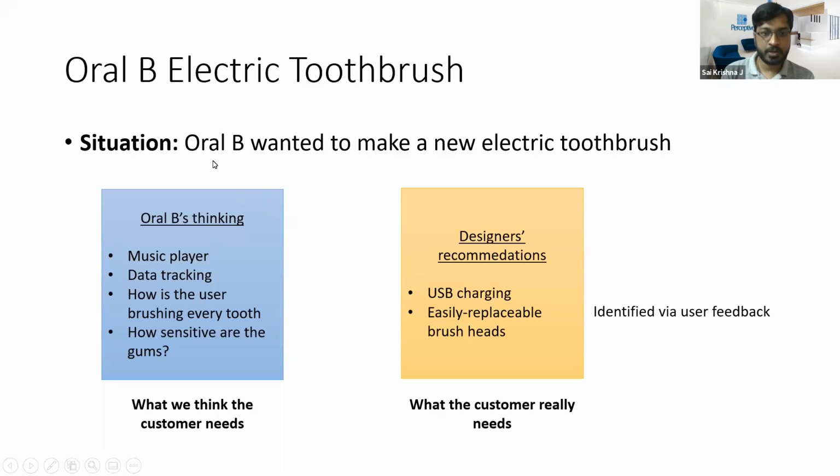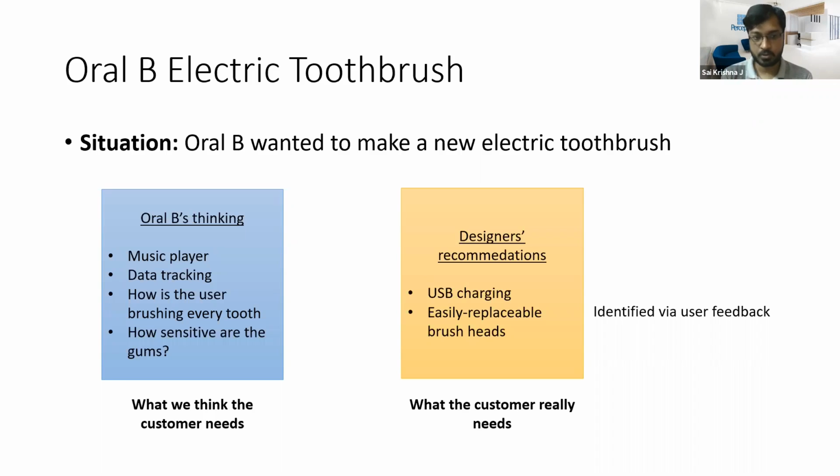There was this situation where OralB wanted to make a new electric toothbrush. When OralB went about this problem statement, what they thought was, okay, we'll have a music player in that toothbrush, and we'll have advanced data tracking features. What kind of features? Like how is the user brushing every tooth? What is the force that he is applying on every tooth? What is the direction in which he is brushing the teeth, and how sensitive are the gums? So OralB thought they would have features or hardware to measure these parameters, so that if people know about these parameters, they'll be able to make a healthy decision and so on. So that is what we think the customer needs.